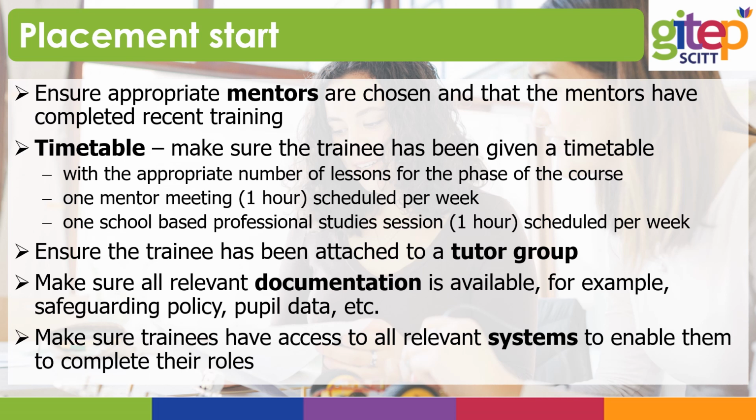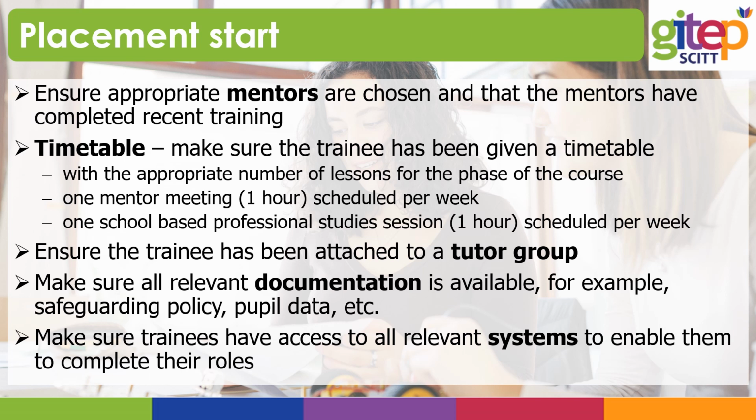Before the placement actually starts, it's the role of the professional lead to ensure that appropriate mentors are chosen and that those mentors have completed recent training for the GITEP scheme. Although the subject mentor will put a timetable together for the trainee, it is the professional lead's responsibility to ensure that that timetable has been completed and that it has the appropriate number of lessons for the phase of the course. So in the parent placement 1, that would be 9 to 11 hours a week, moving up to 11 to 13 hours a week in the twin placement and 13 to 15 hours a week in parent placement 2.